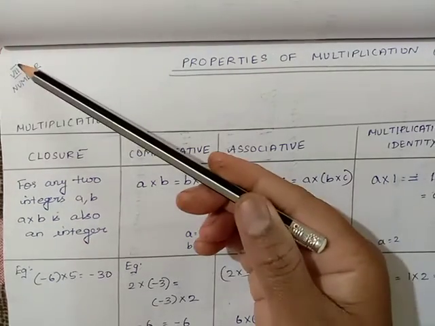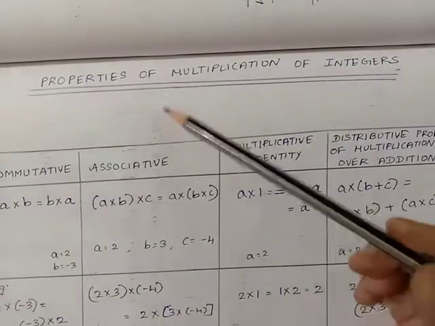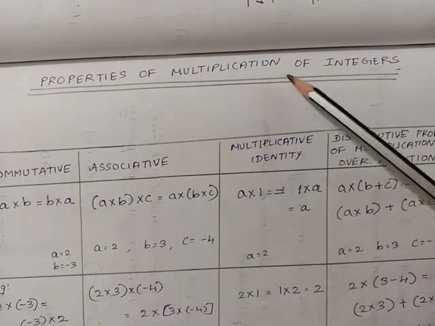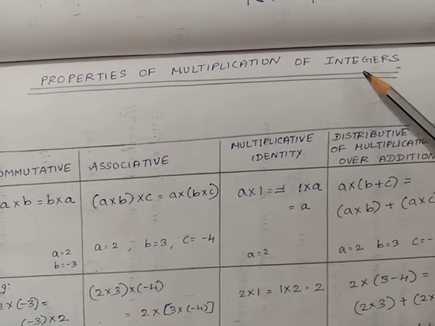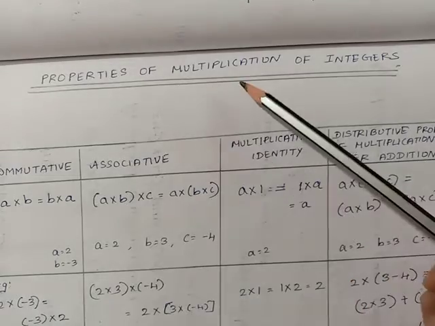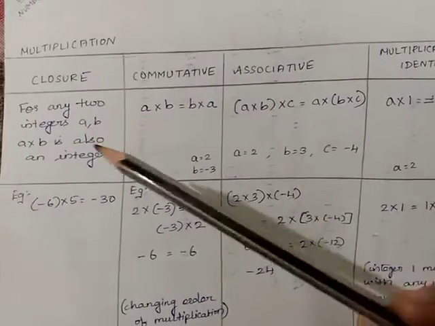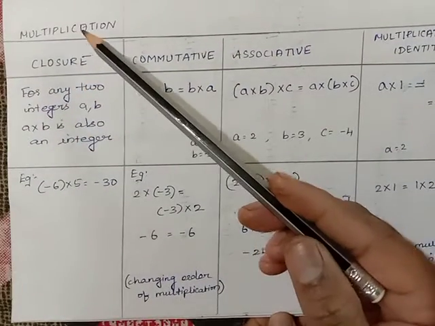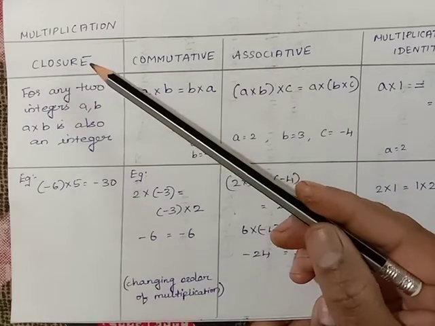Today we are going to learn 8th standard numbers, properties of multiplication of integers. Today we are going to learn about properties of multiplication of integers. The first property is regarding multiplication, closure property.